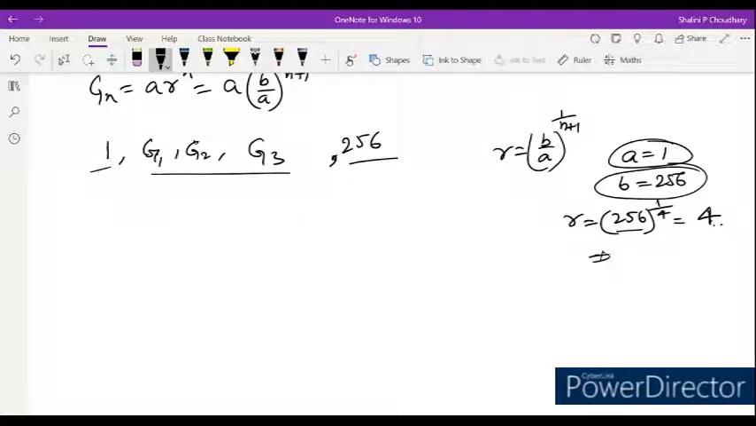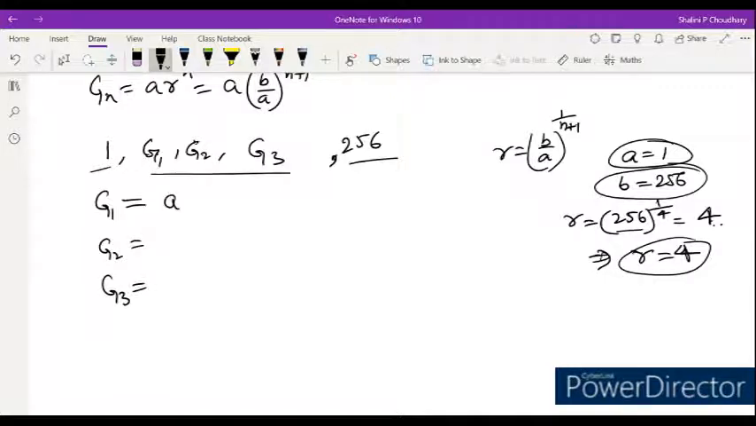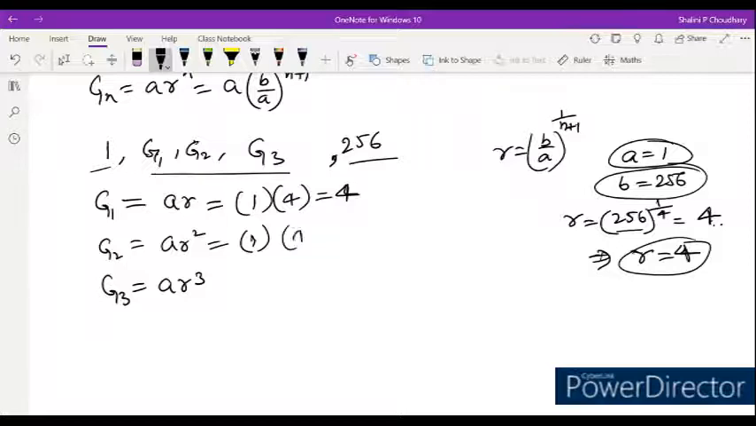So what value of r are we getting? The value of r will be 4. Okay, so we got the value. Now G1, G2 and G3 we can find out. This will be ar, ar square and ar cube. The value of a is 1 and the value of r we know is 4. That is 4. Now ar square: a is 1, r square will be 4 square, that will be 16. Now 1 into 4 cube, that will be 64.